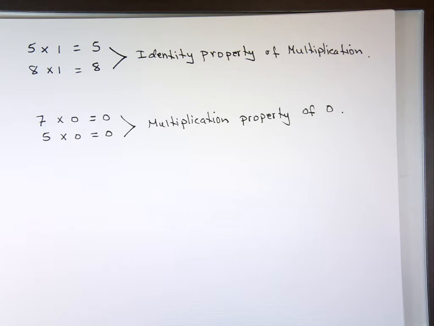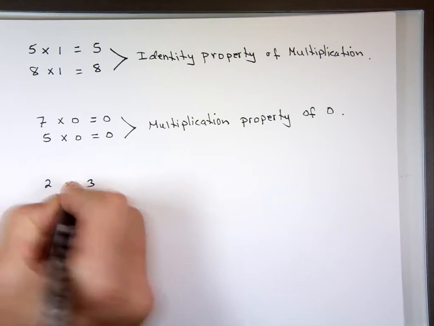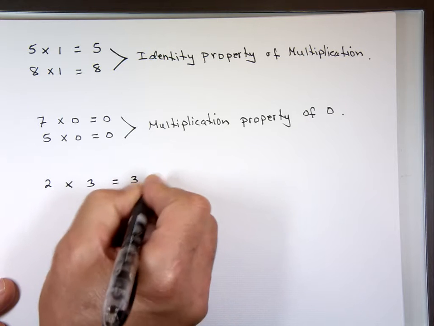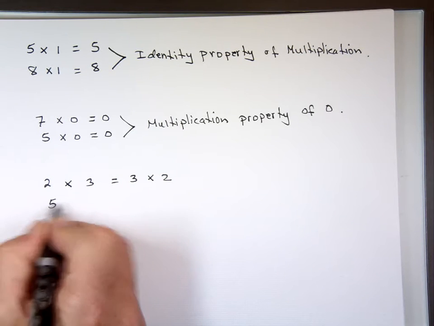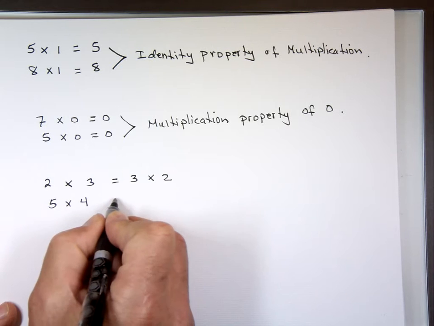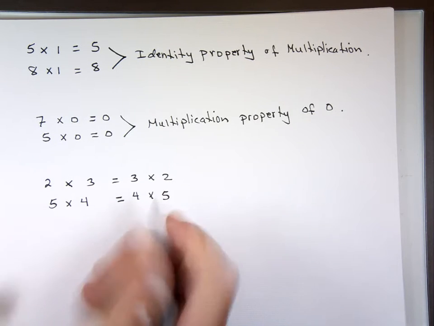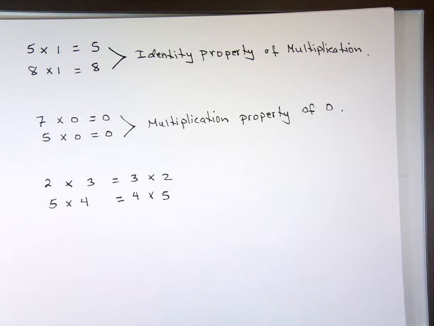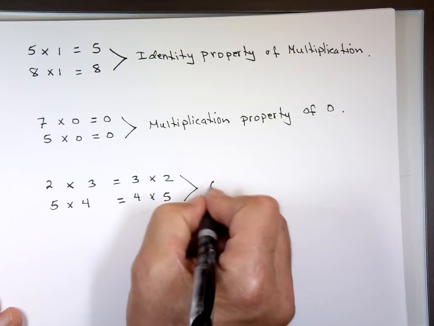Now, if you remember with the addition method, we said 2 plus 3 is the same as 3 plus 2. Well, we have the same thing for multiplication. 2 times 3 is the same answer as 3 times 2. If you switch them, the answer doesn't change. 5 times 4 is the same as 4 times 5. So if you flip-flop them, it's not going to change your answer. That's the commutative property of multiplication.